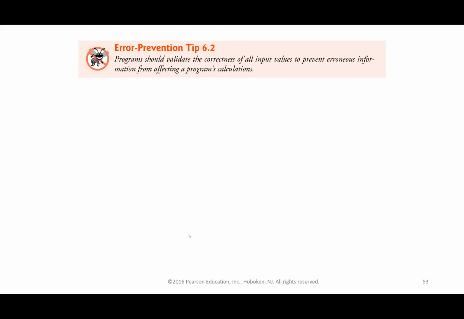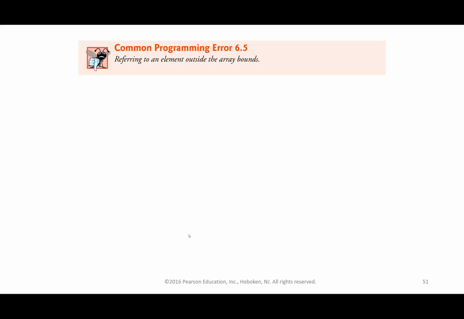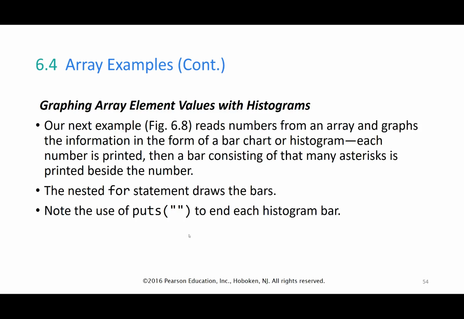One of the things that they talk about is when you look through the array, you should always have some kind of check to make sure you don't go beyond the value of the array, which will generate a runtime error. Right there. And this is referring to an element out of bounds right there. And you can read these there.